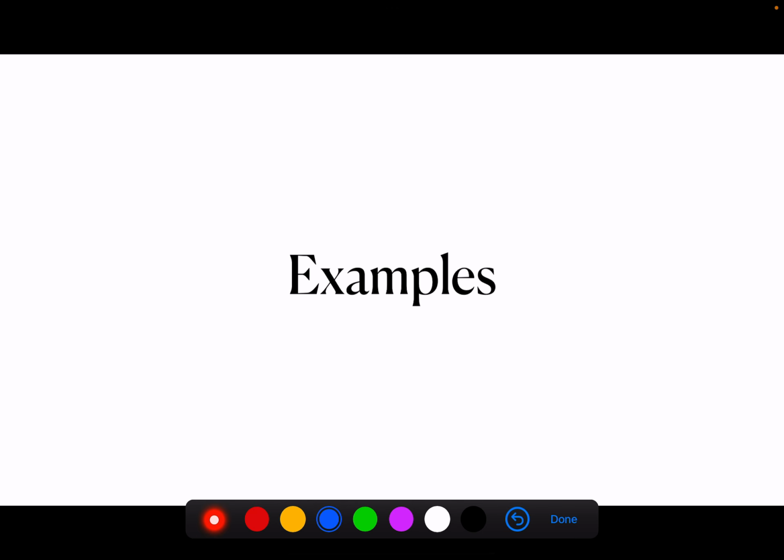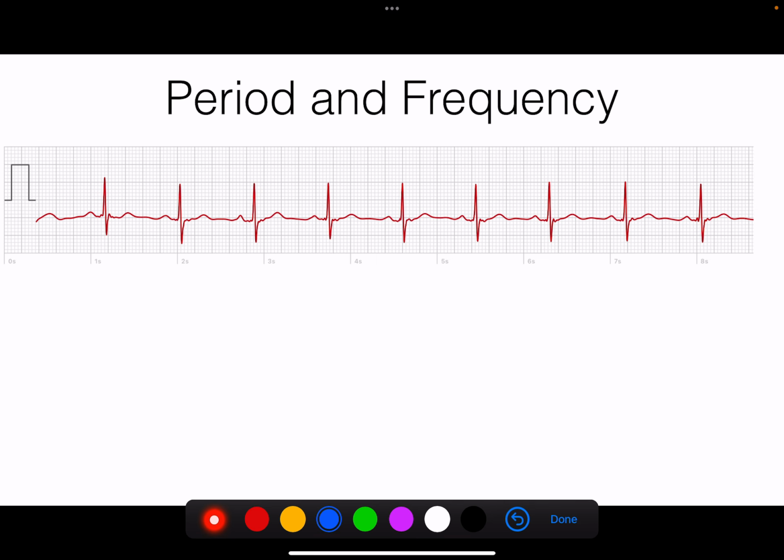Some quick examples. Okay, so here is an EKG, and if we wanted to find the period and frequency of a person's heartbeat, which is important, we start by looking at the pattern, and we see it's a repetitive pattern. We start here. Notice that we start at 0 because that's our starting time, and then we go 1 cycle, 2 cycles, 3 cycles, 4, 5, 6, 7, and 8.